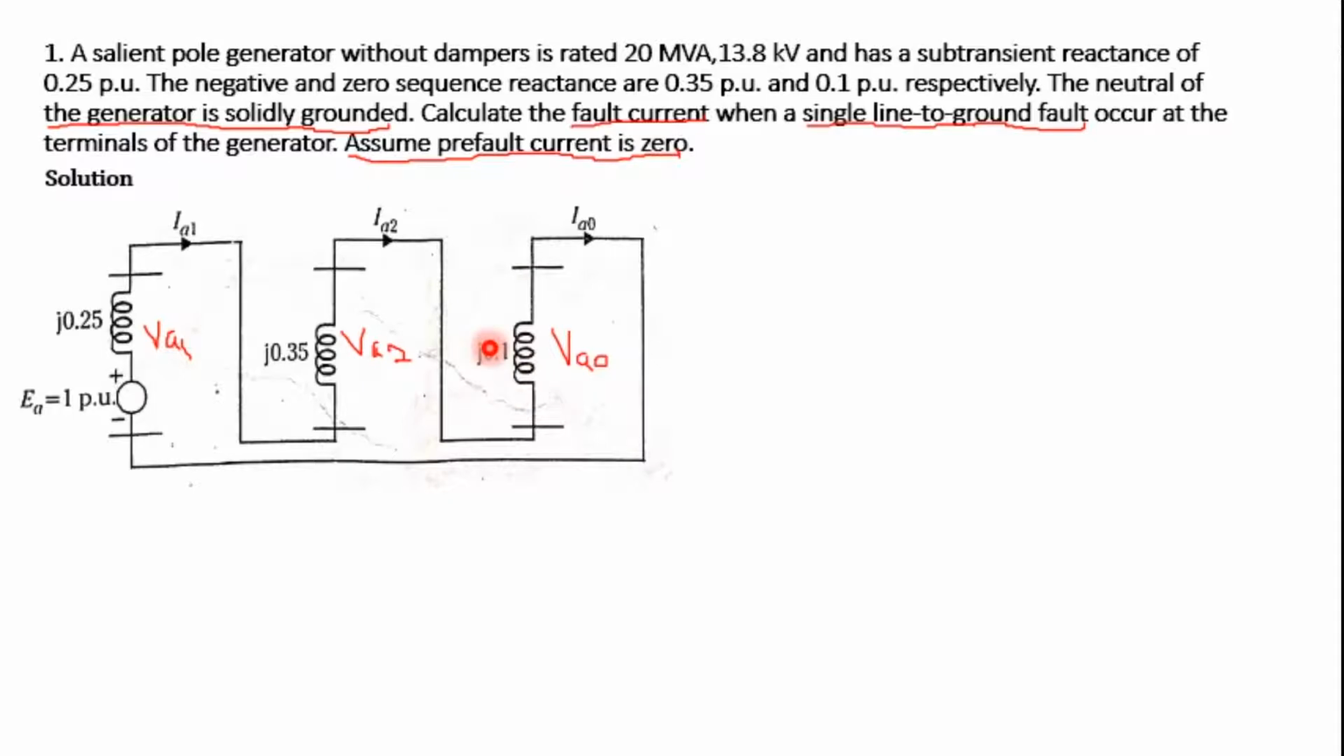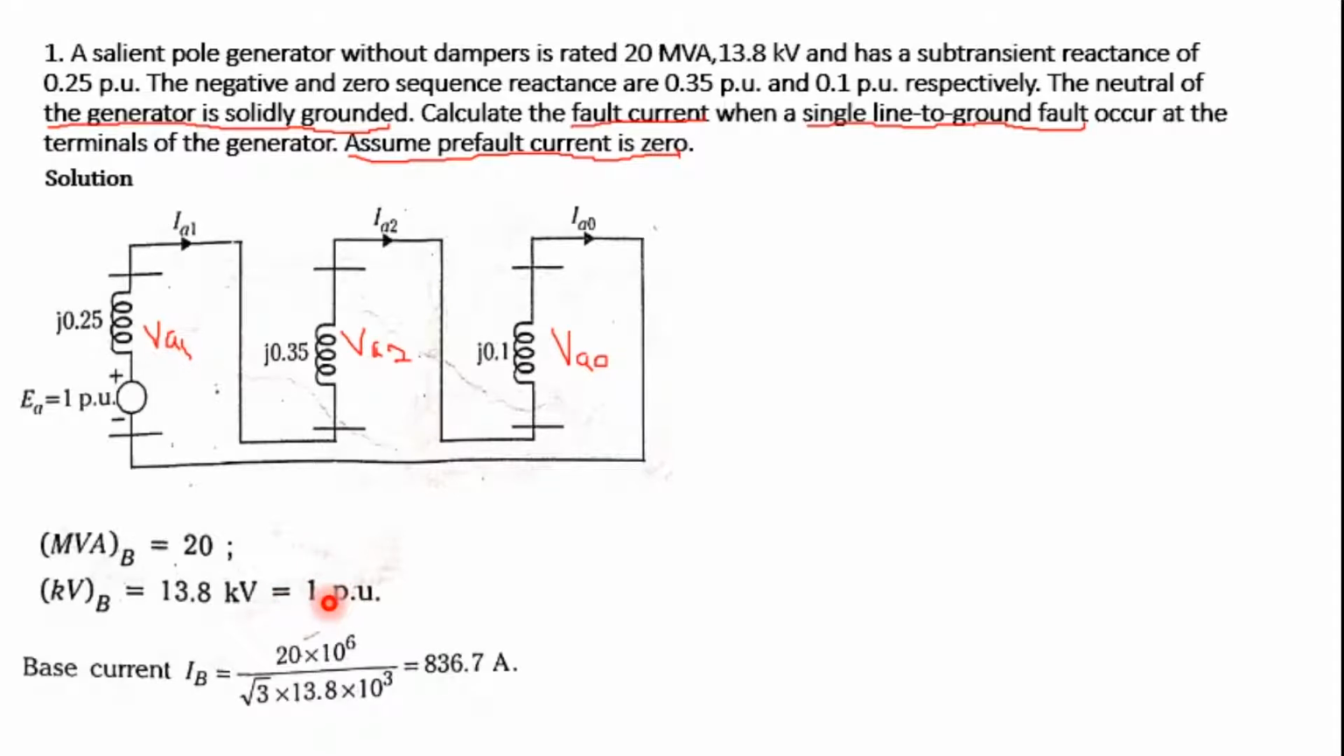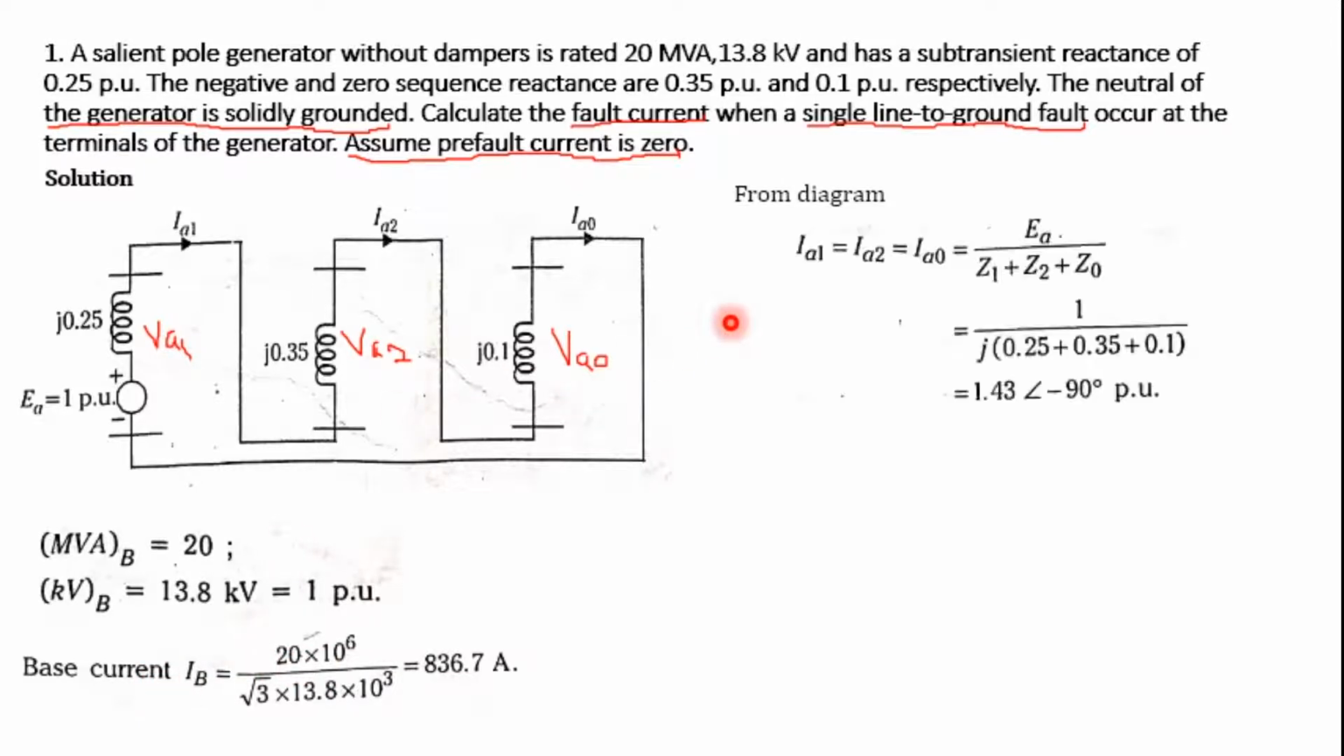What we actually need to calculate is the fault current, and choose the MVA base and kV base. Actually for this problem it is not required, but make it a better habit. So MVA base is 20, kV base is 13.8, so this is 1 per unit. I will talk about the base current later. We need to calculate the fault current.